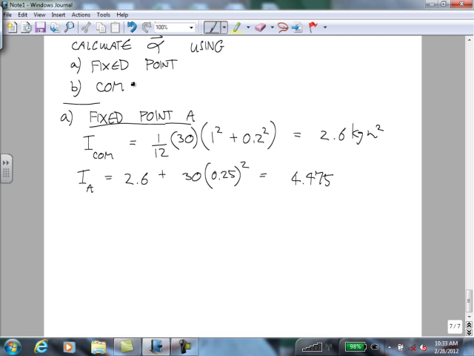What's the distance? Yep, 0.25. And so you get a moment of inertia of 4.475 kilogram meters squared.